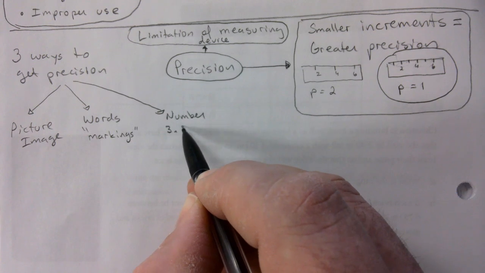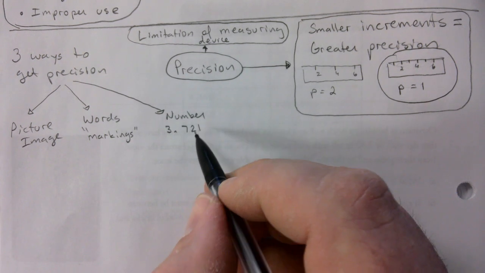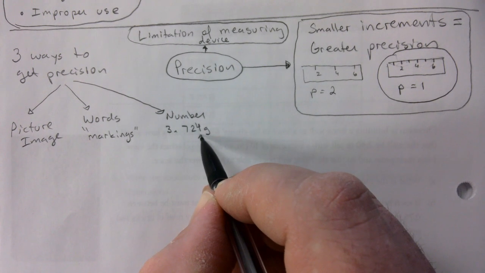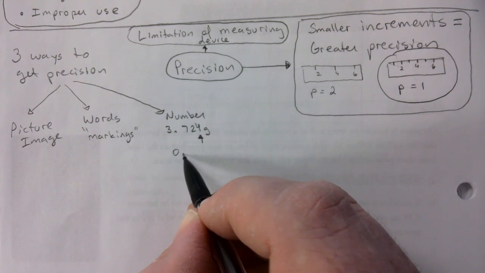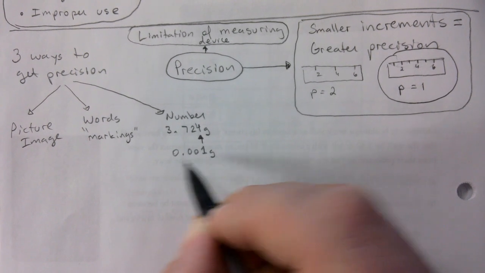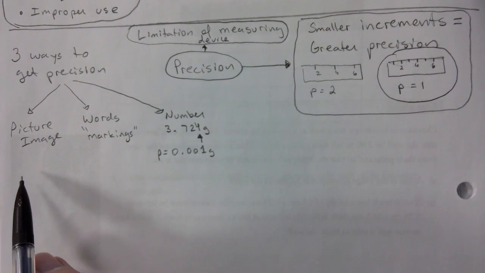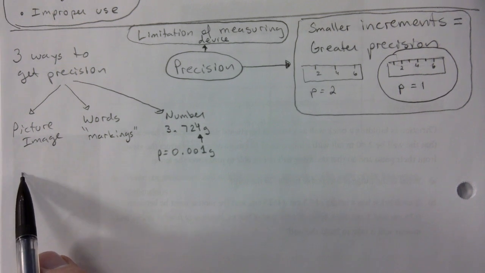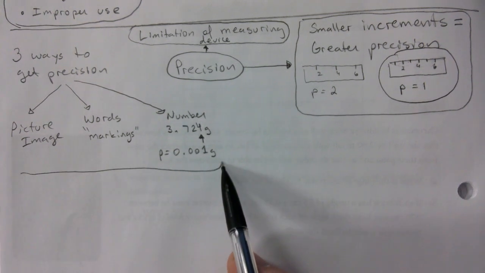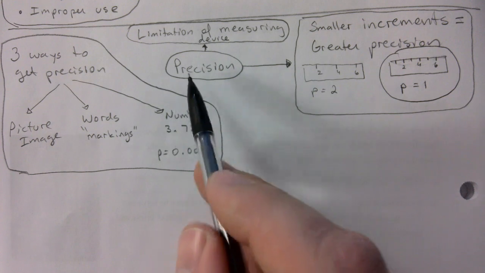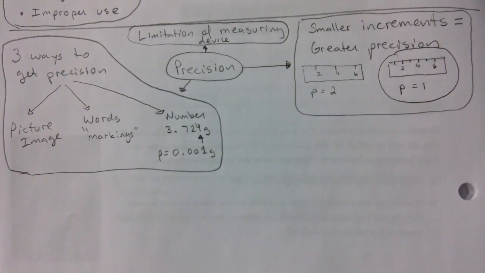So for example, 3.724 grams. The precision is given to us by the last digit, right? The precision is there. It's the last digit that tells us the precision that this device had, whichever one was used, right? We're gonna kind of circle around all of this. This is a concept on its own, right? So precision also points to that.